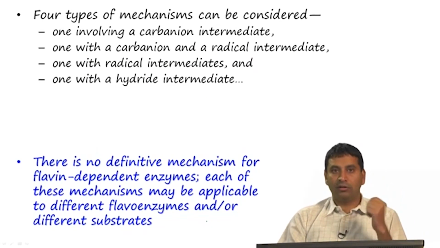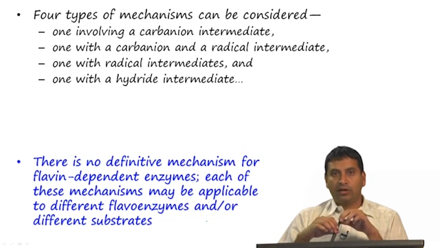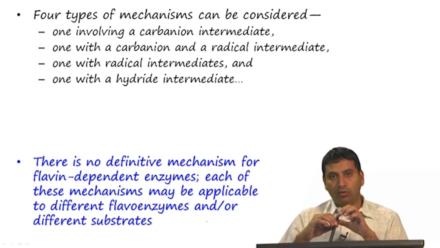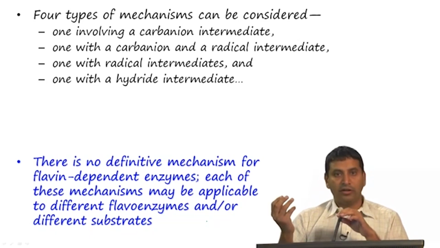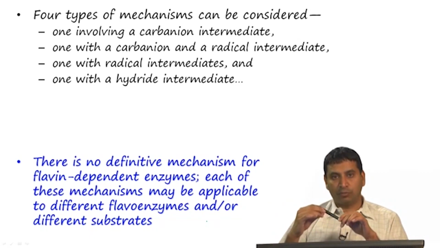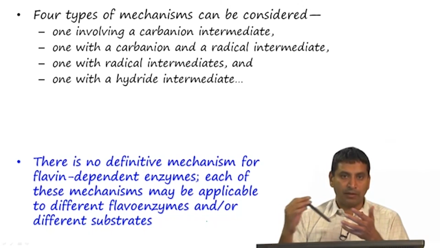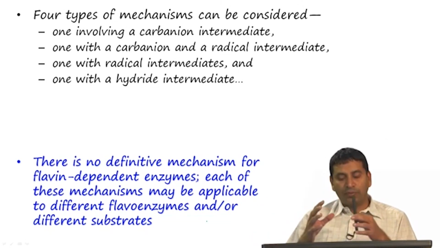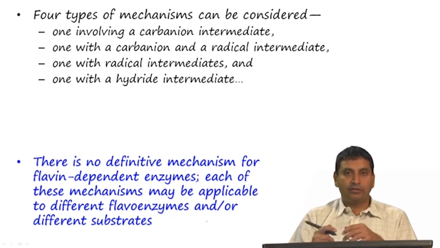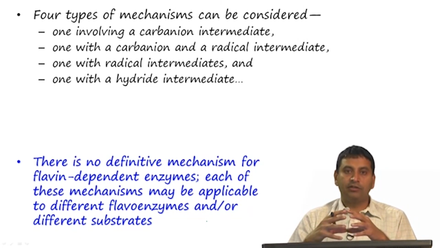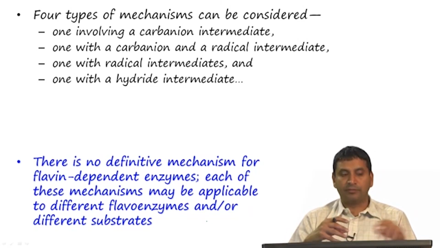There are 4 types of mechanisms that can be considered, which involve a carbanionic intermediate, then one with a carbanion and a radical intermediate, one with a radical intermediate alone, and the last one is only with a hydride intermediate. These have been studied extensively, but no definitive mechanism is known. Some of these may be applicable to different flavin enzymes, and it also depends on the substrate. So, the principles of these mechanisms remain pretty much along these lines, but the exact definitive mechanism is difficult to ascertain.